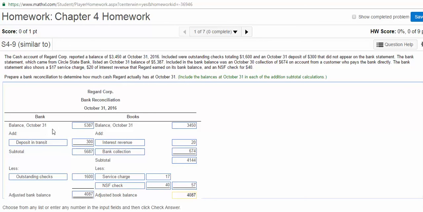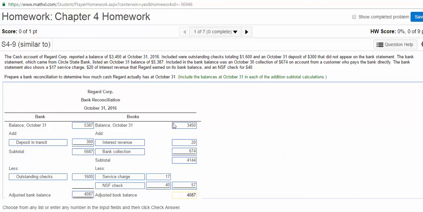Hyperventilate about the fact that you start with ending bank balance. You add the deposits in transit as they're given. These are deposits that have not hit the bank yet, but they're inside the machine. And then outstanding checks, in this case of $1,600, which are checks that have been written, but have not been cashed by the person who received the check yet.